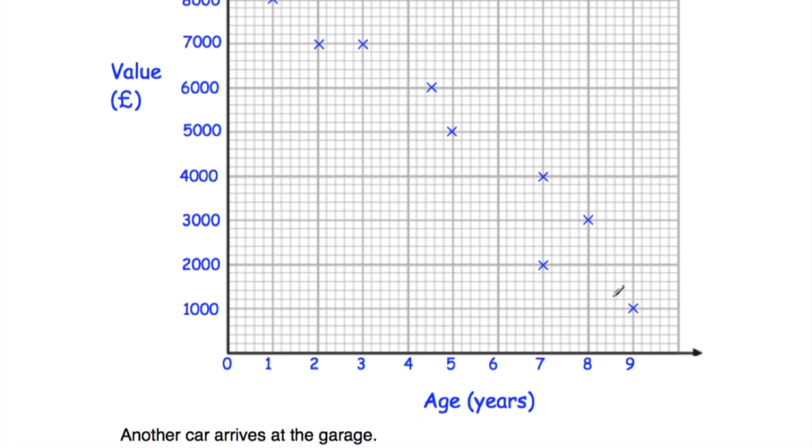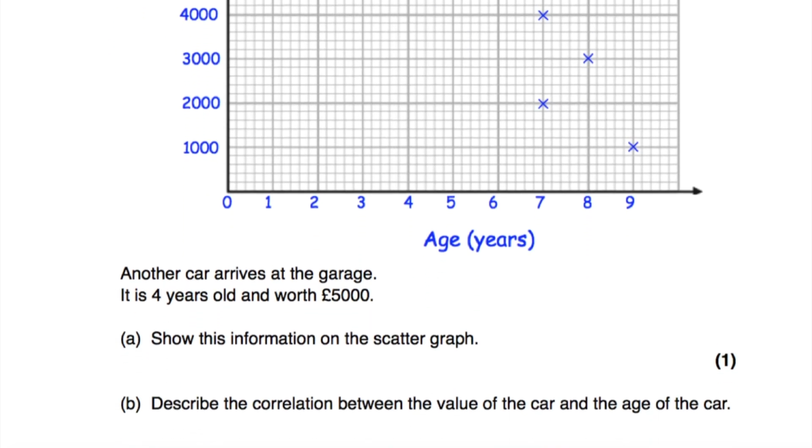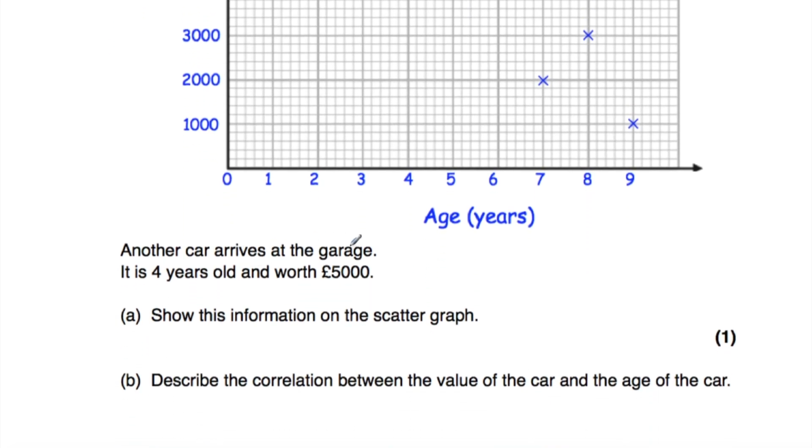This car down here has a value of £1,000, and so on. And we've got the age of the car, because obviously it's a used car garage, so they've got a certain age. So here's a 5-year-old car that has a value of £5,000, and so on. And then it says another car arrives at the garage. The car is 4 years old and has a value of £5,000. Show this information on the scatter graph.